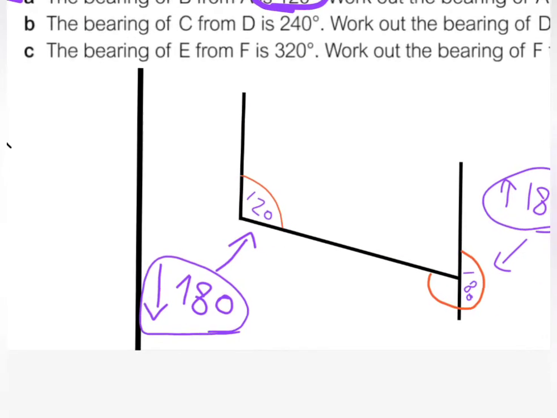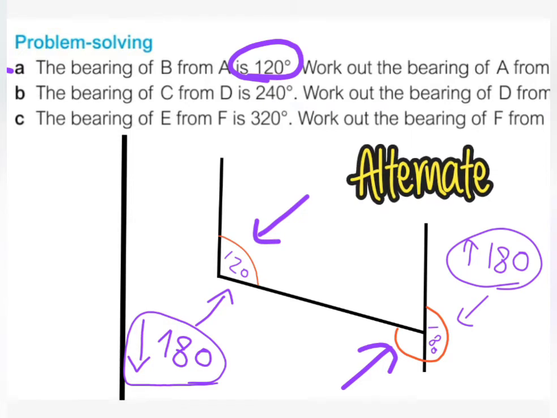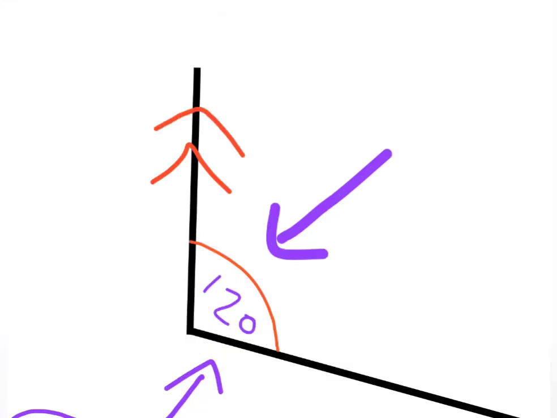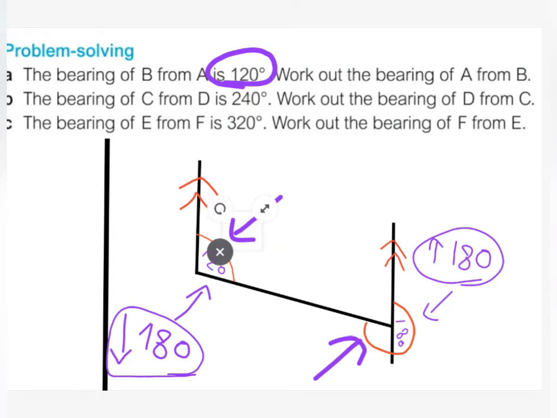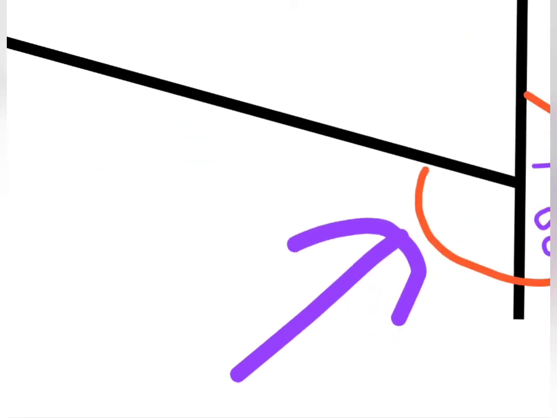Now they want the other bearing. Now if this is 120, it means this one is 120 as well. And what's the reason? Because they are, very good, alternate angles. Alternate angles are equal because both of these lines are parallel lines. And these two angles here are equal because, very good, they are alternate. So this one is 120.